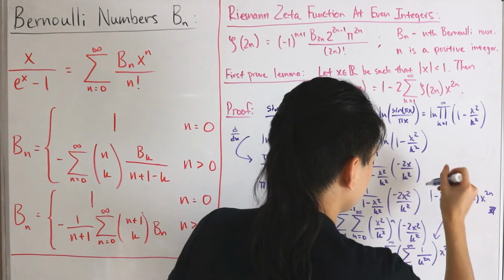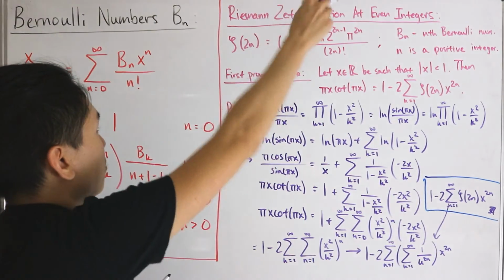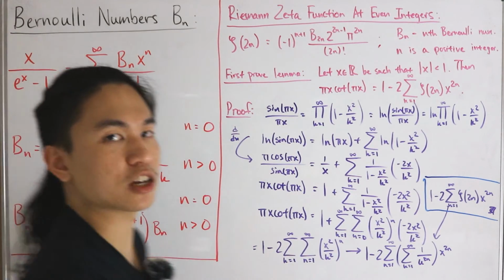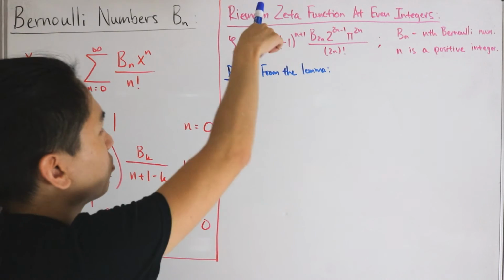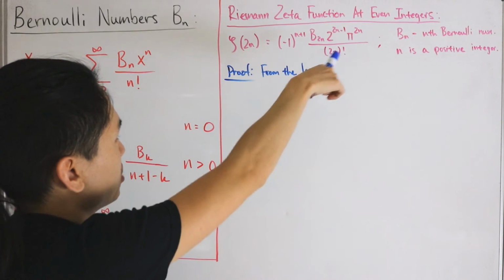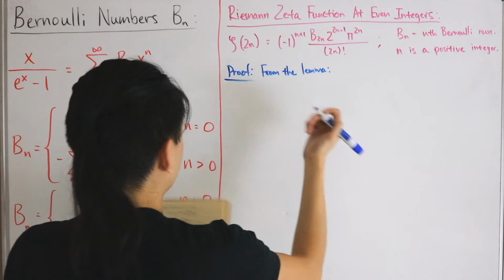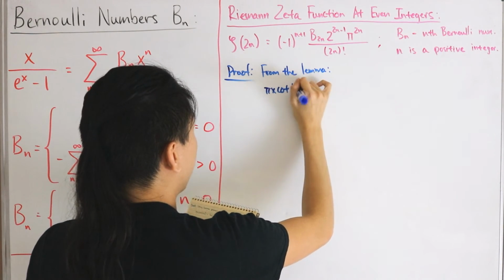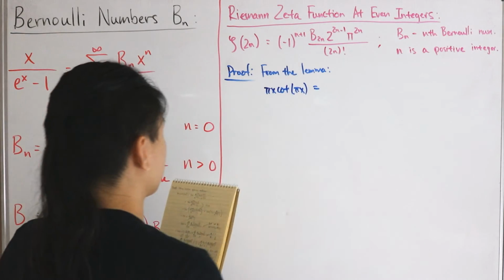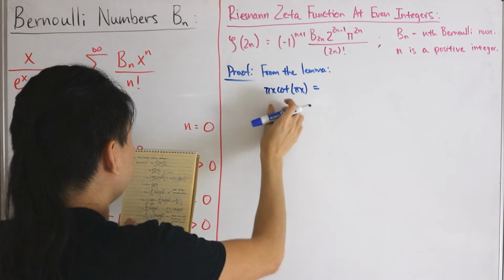So with this in mind, we'll now move on to finally proving that the Riemann zeta function of the even integers has this explicit formula. Now that the lemma has been proven, we'll finally prove that the Riemann zeta function has this explicit formula. So utilizing the lemma, starting with the left-hand side, pi x cotangent of pi x is equal to, and we don't have to do anything to the right side just yet. We're actually just going to manipulate the left-hand side first.